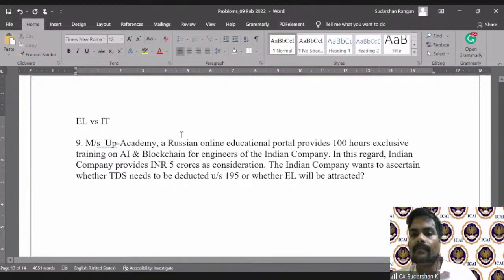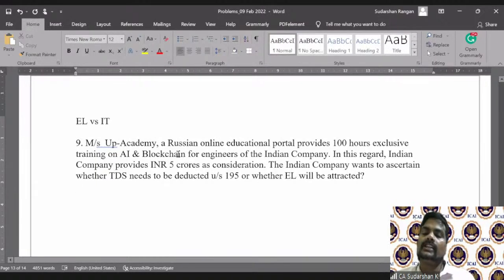Messrs. Up Academy, a Russian online educational portal, provides 100 hours of exclusive training on artificial intelligence and blockchain for engineers of an Indian company. In this regard, the Indian company provides INR 5 crores as consideration. The Indian company wants to know whether TDS needs to be deducted or equalization levy will be attracted.